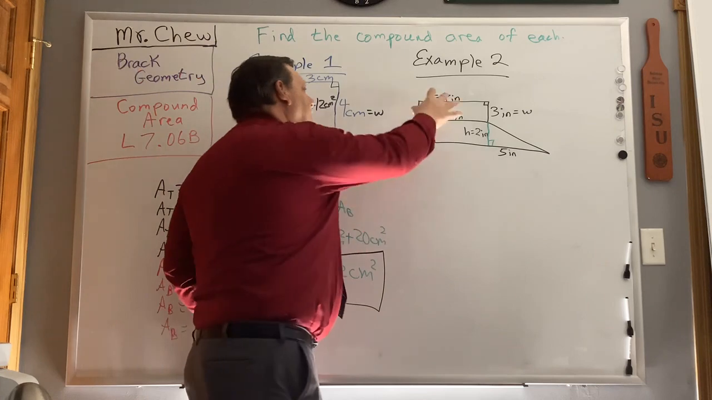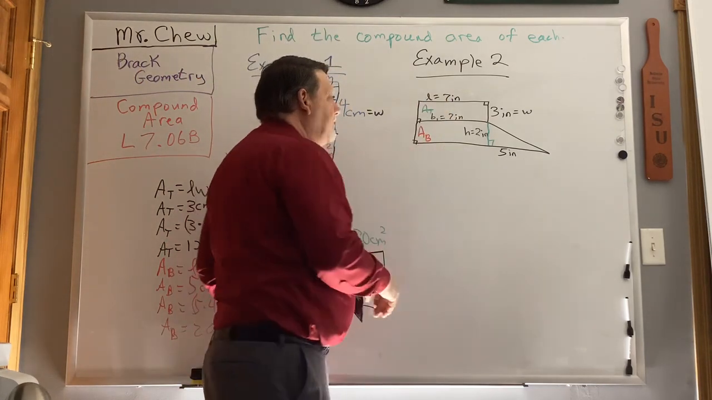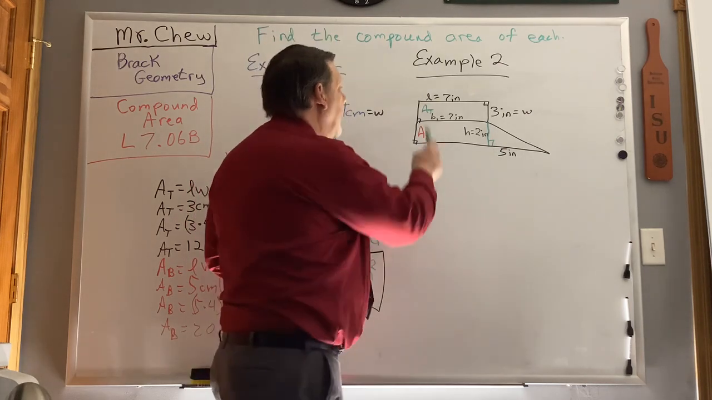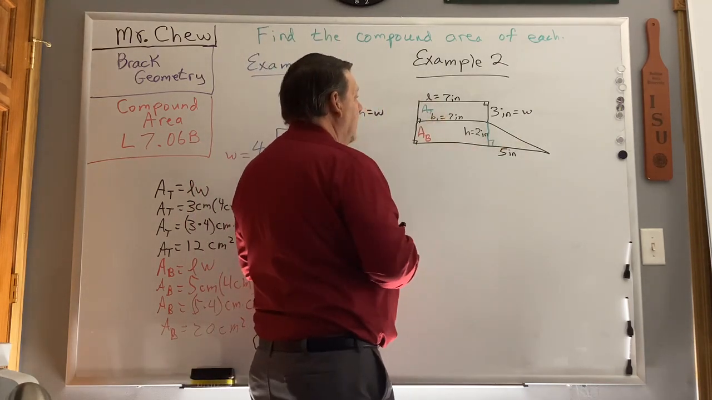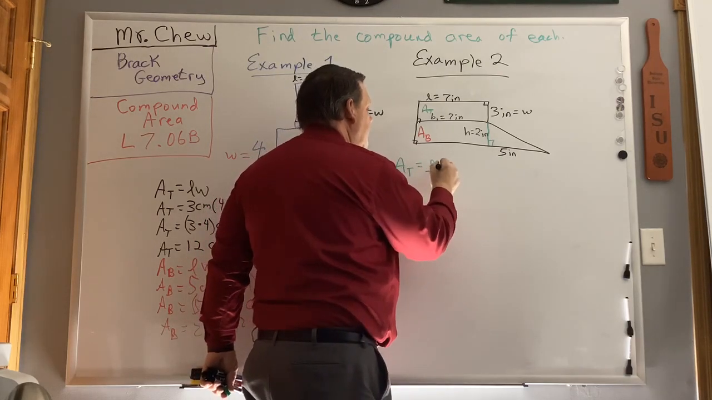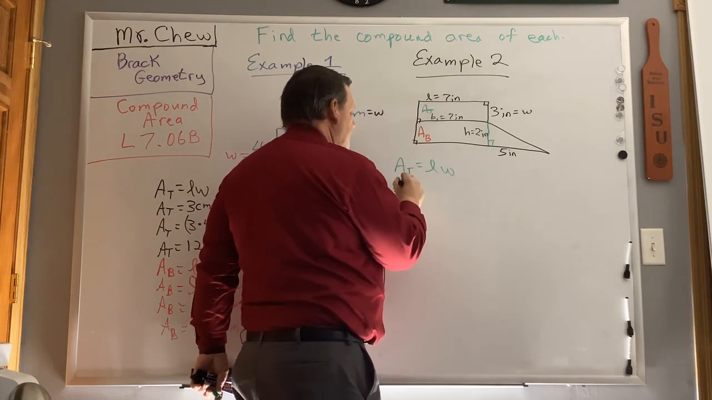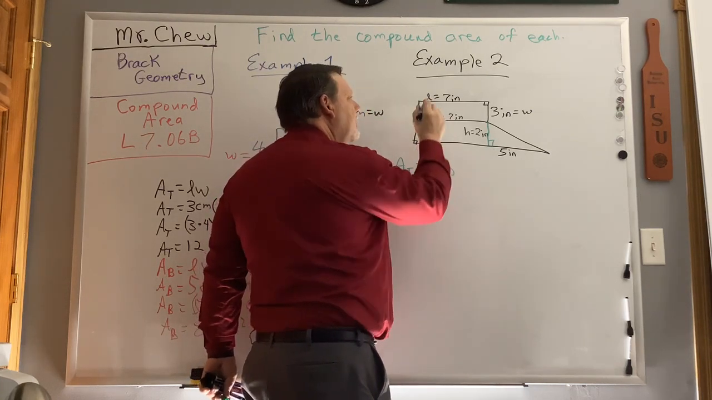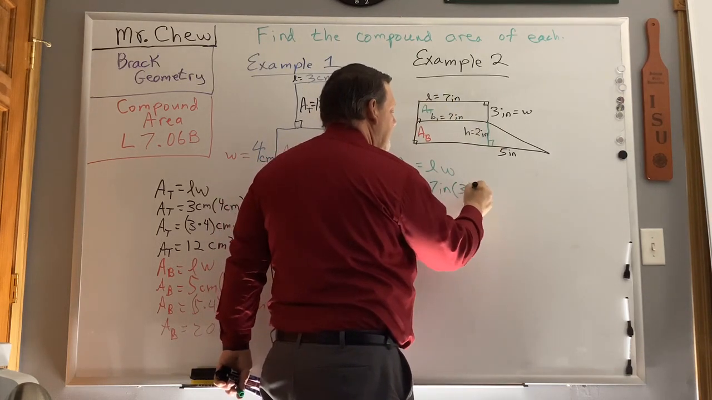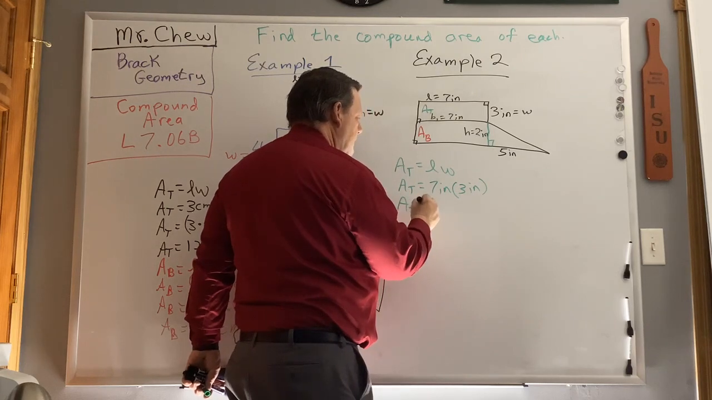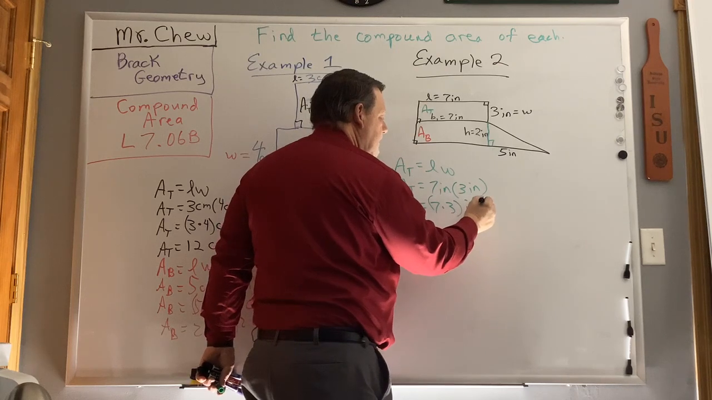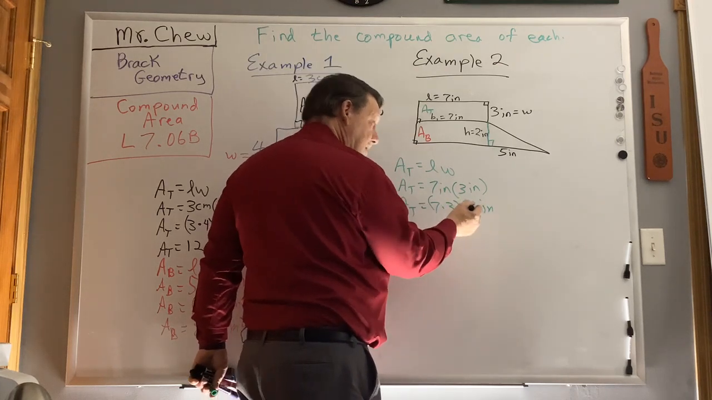All right, now we've got a rectangle at the top and a trapezoid at the bottom. So on your rectangle, we're going to have the length and the width. So the area of the top is going to be length times width. So I'm going to substitute now. So the length is 7 inches times the width, which is 3 inches. So 7 times 3 using the commutative property of multiplication, times inches times inches.